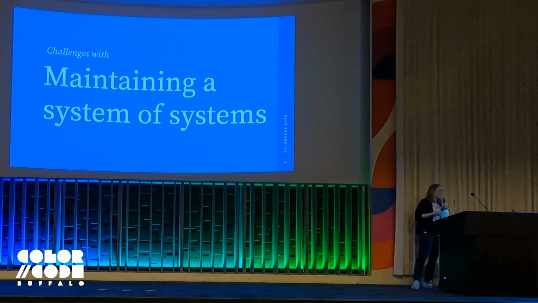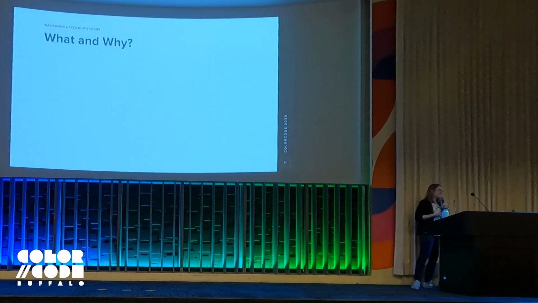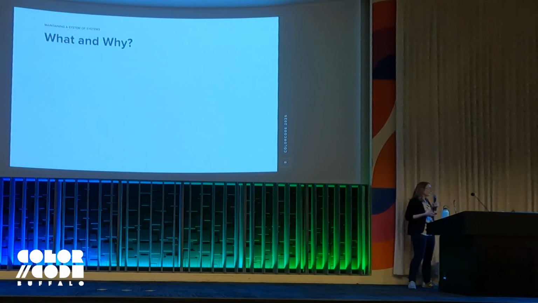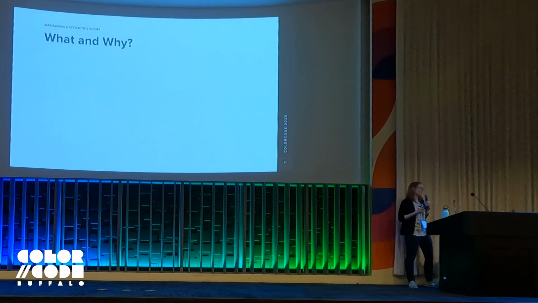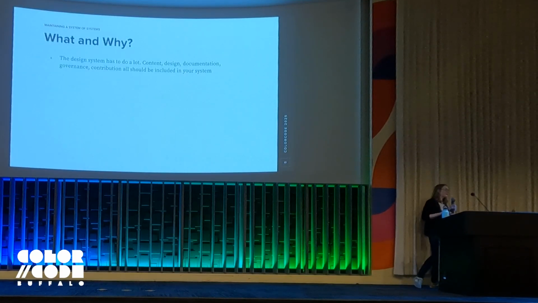Next, let's talk about maintaining a system of systems. So what is a system of systems? And why do you need one? Well, there's a lot that a design system has to do. It does too much in my opinion, but a typical design system includes brand elements, components, guidance for content, design and UX, models for governance, and contribution. One small change can affect all of that.